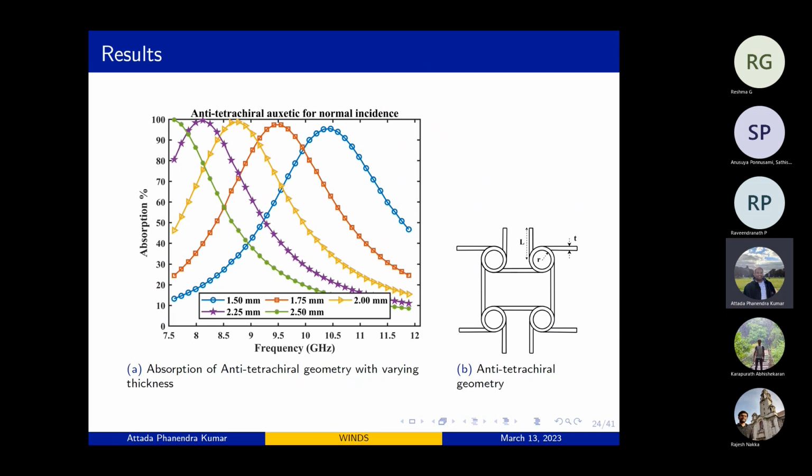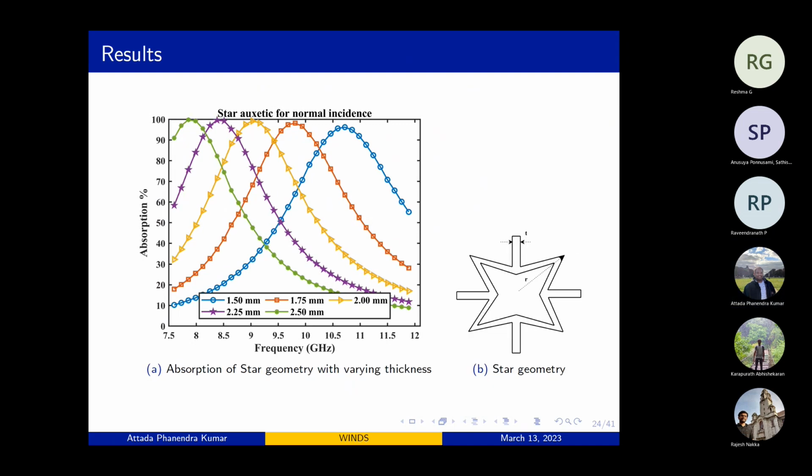So these are the absorption graphs. Here you can see for anti-tetrahedral geometry, we have varied the thickness of the sample from 1.5 mm to 2.5 mm. With the increase in the thickness, we can see the peak of absorption is being shifted towards the left. This phenomenon is called the quarter wavelength phenomenon, which is very well established in the electromagnetism domain.